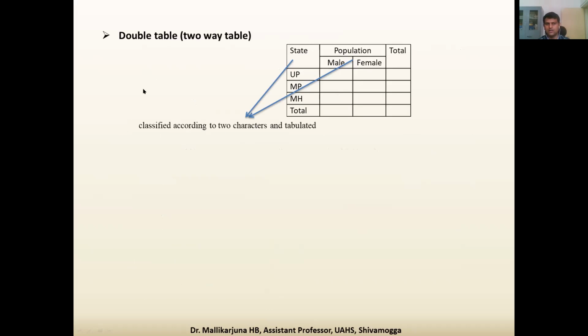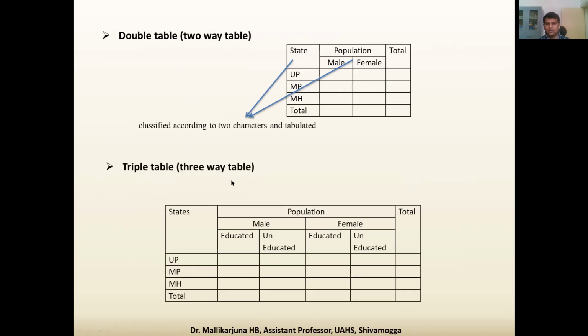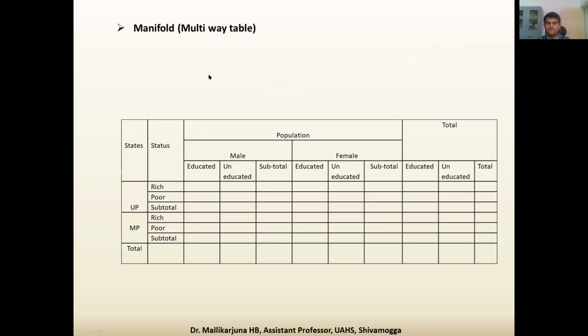This is double table. Triple table has one more character. So one is states, another is gender, and third is education. So here data are classified according to three characteristics. The population is classified on the basis of three characteristics here. This is manifold or multi-way table. Here more than three characteristics. Of course, here one more is added compared to the previous. This is rich status, rich or poor, that is added here.